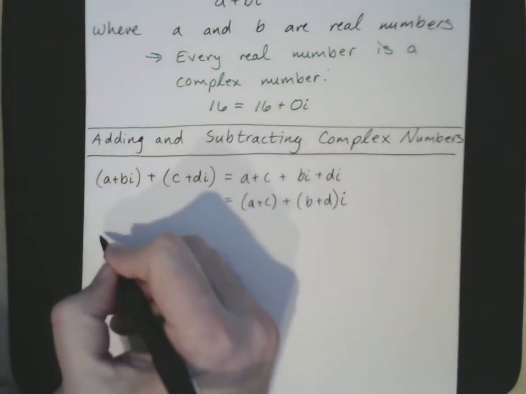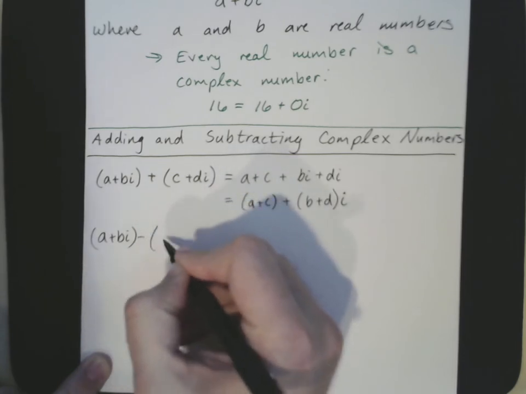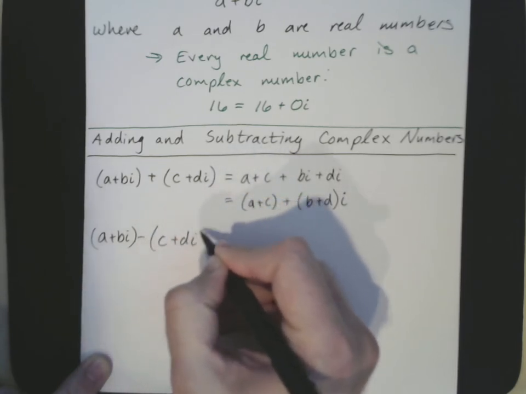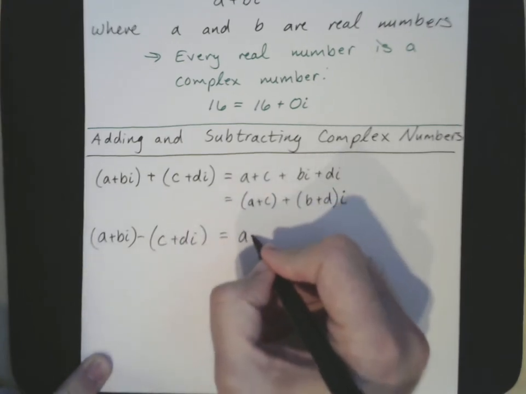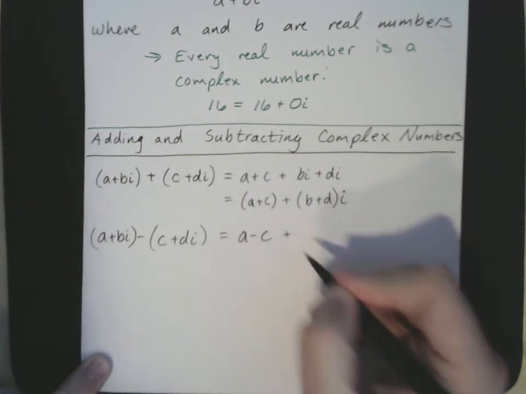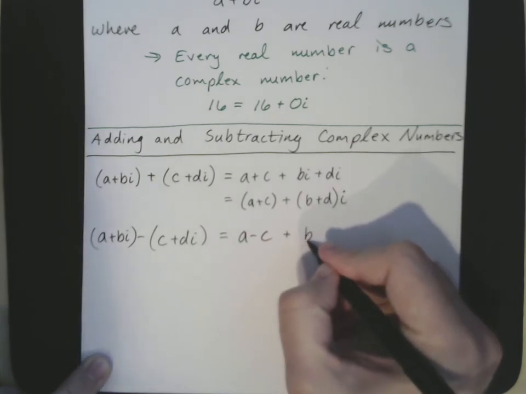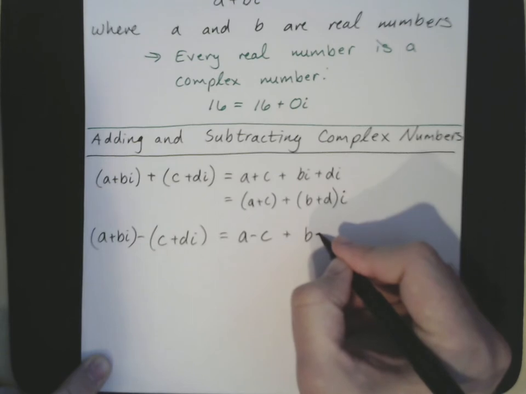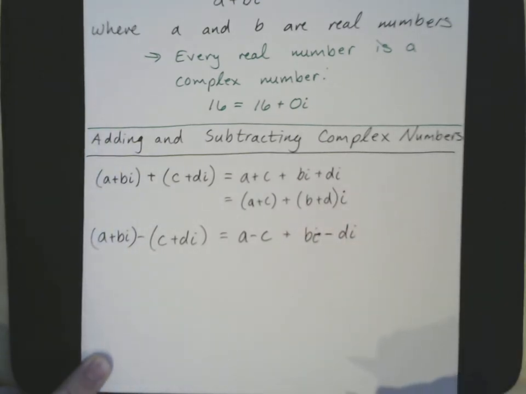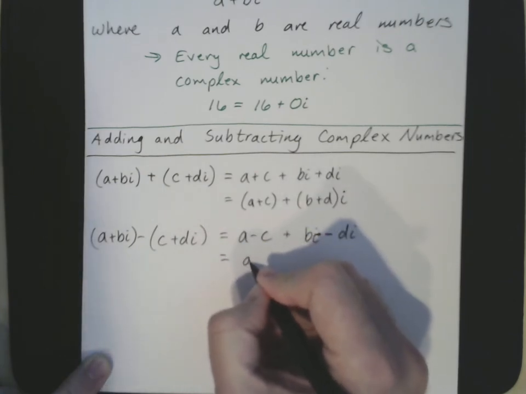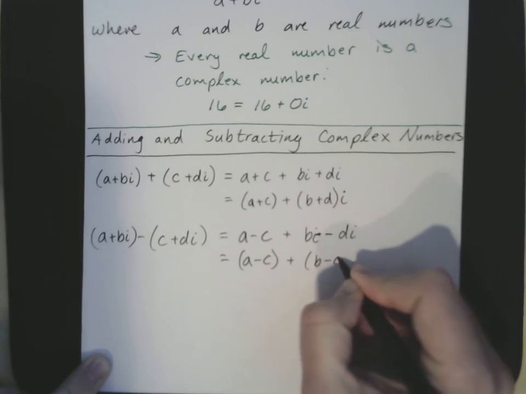And subtraction works the same way. We have a plus bi minus c plus di. The negative distributes. We subtract a minus c, and then we add bi minus di. And again, these usually get grouped up with parentheses, b minus d times i.